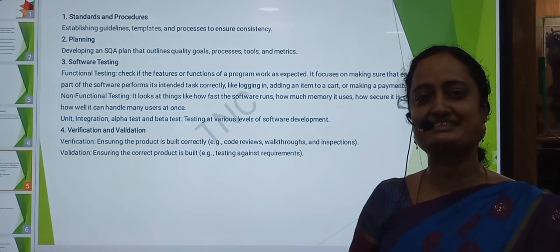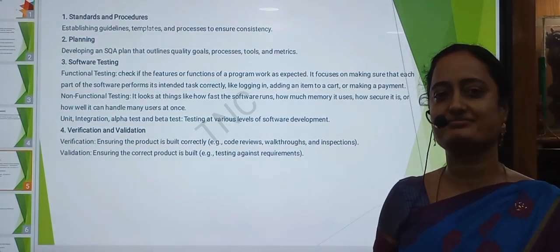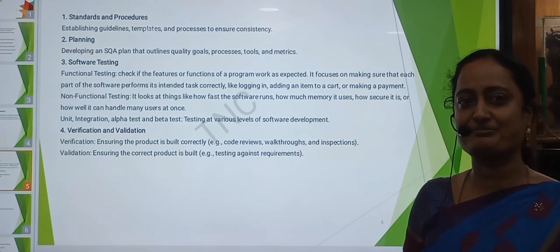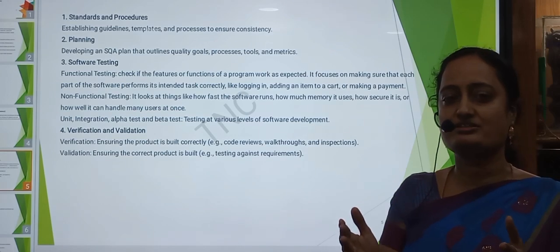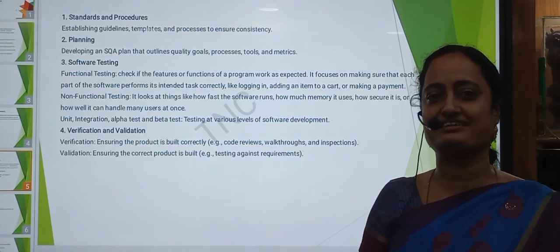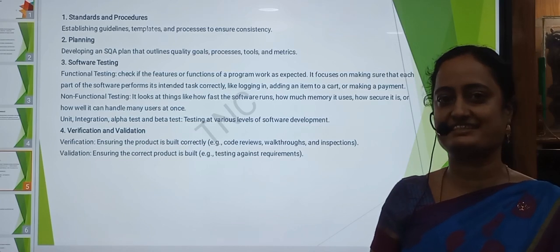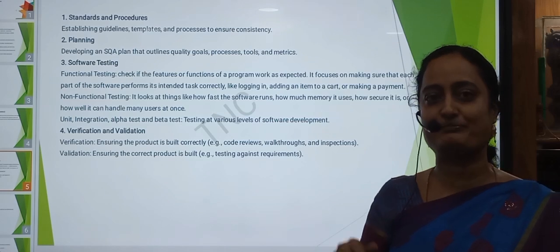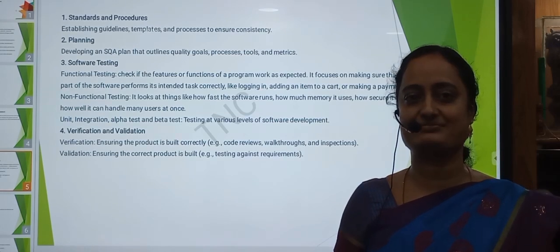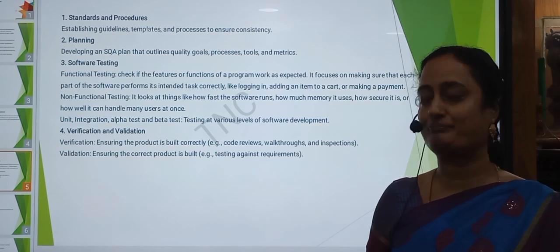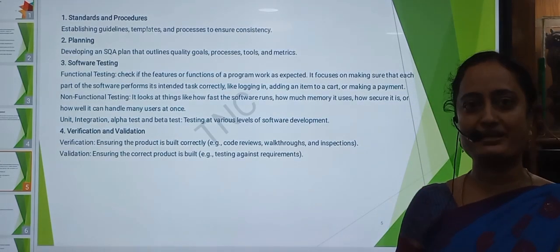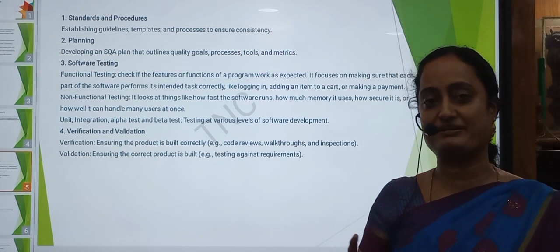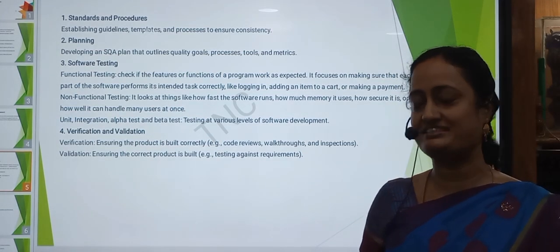Unit testing means each and every component is tested separately. Integration testing means you merge and integrate the components together and after that you test them. Alpha testing means the testing is done on the developer side with the presence of the developer. Beta testing means the testing is done on the customer side with the presence of the customer.